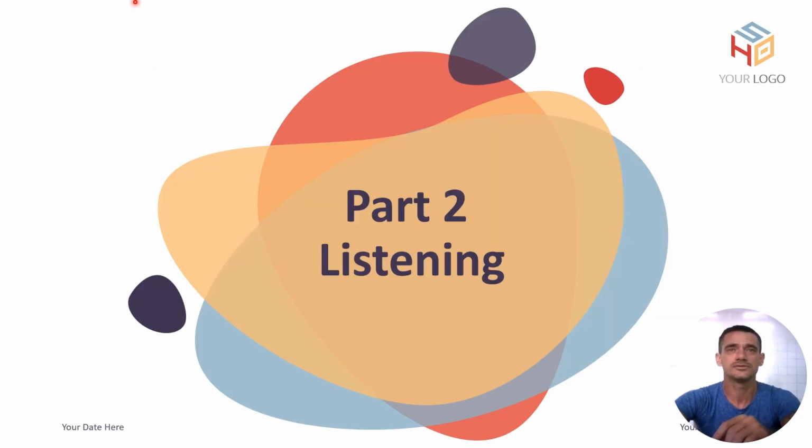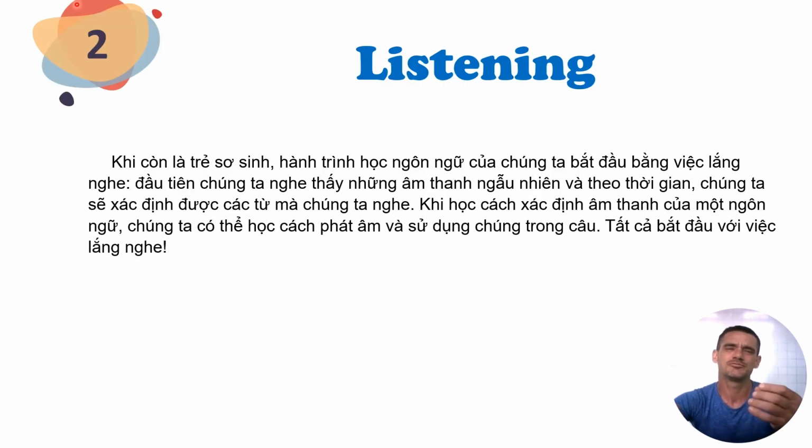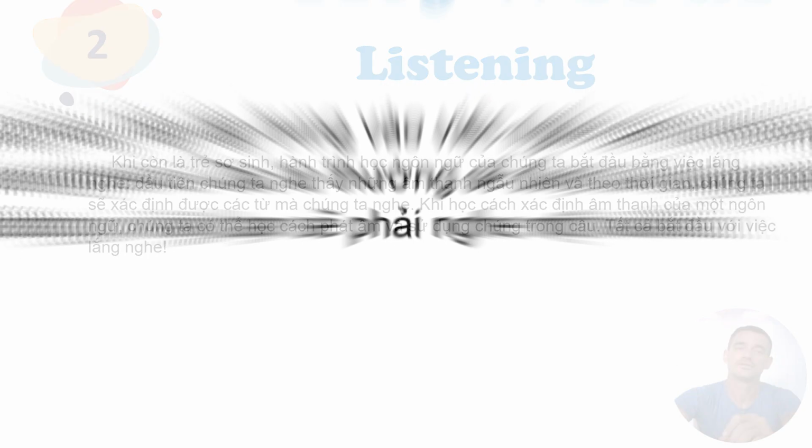Okay, part 2, listening. As babies, our language journey begins with listening. First, we hear random sounds, and over time, we identify the sounds as words. As we learn to identify the sounds of a language, we can learn to pronounce them and use them in sentences. It all starts with listening.